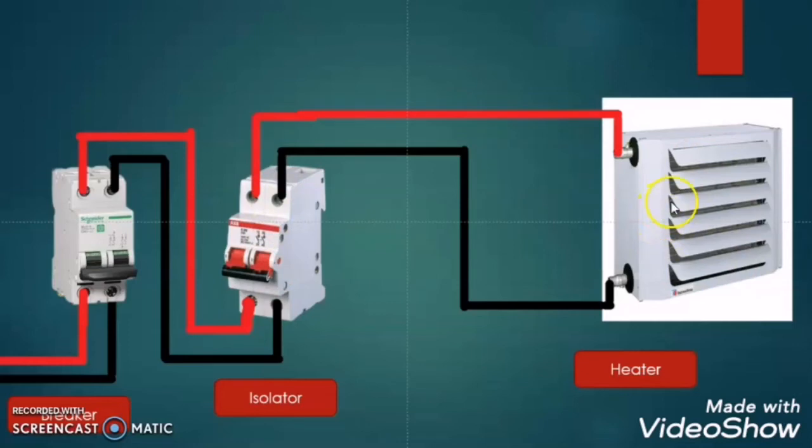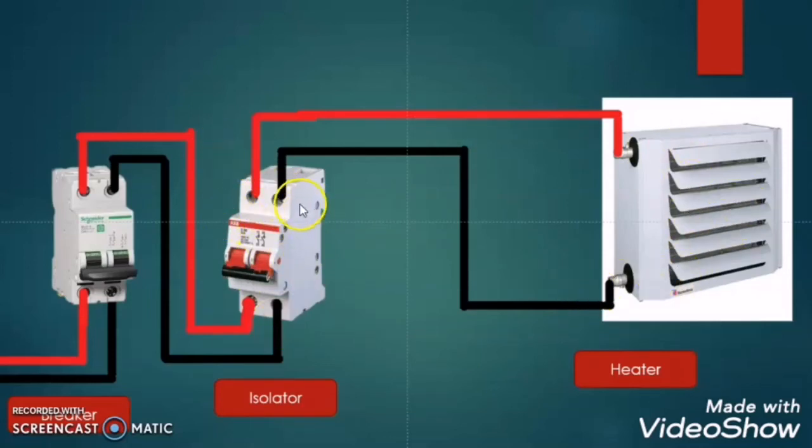Now the second case is we need to turn off this load. So what we will do, we will turn off the circuit breaker first, and as we turn off the circuit breaker, the current through the load will be zero. So then we need to turn off the isolator, as it is an offload device, so we are turning it off when there is zero current flowing through the load.